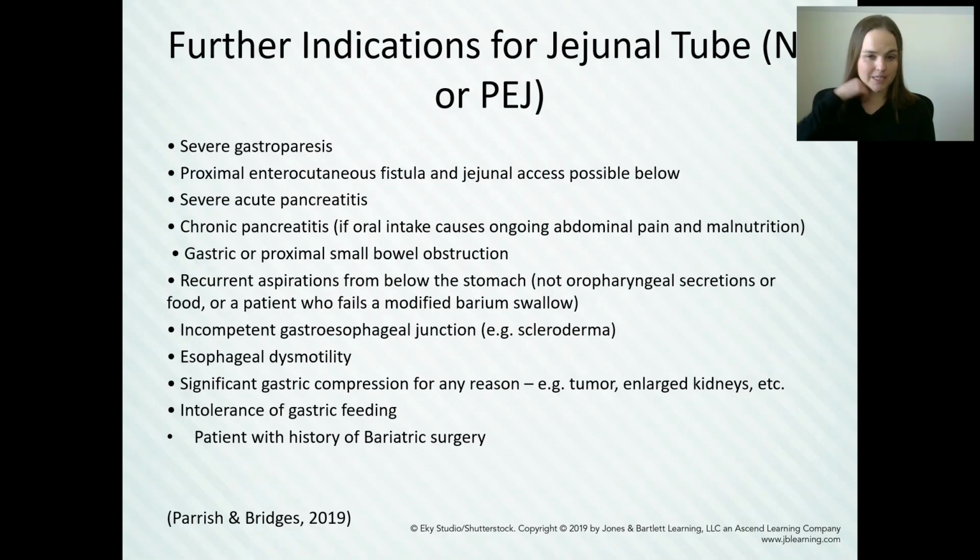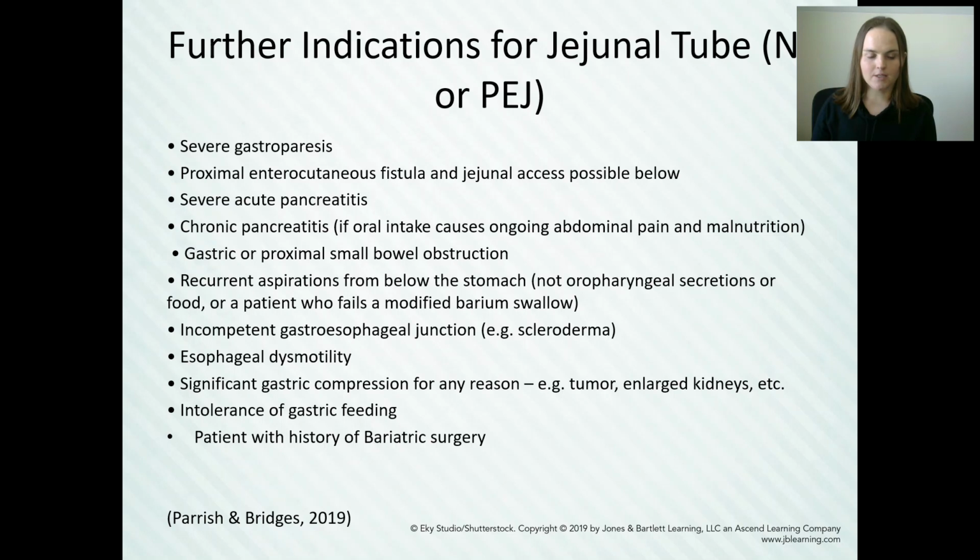If they're having frequent aspirations from below the stomach, that could be an indication for a J-tube. If they have esophageal dysmotility, so they have a swallowing condition, there's several different swallowing conditions where the muscles no longer work in the esophagus, so that might be a better indication for a J-tube. Another thing is if a patient has a tumor or major ascites from liver conditions, enlarged kidneys, something like that, and that's pushing against their stomach, the patient might do better with the J-tube.